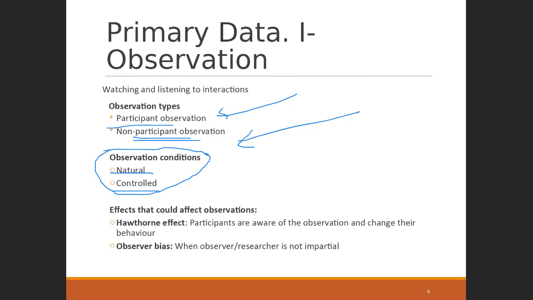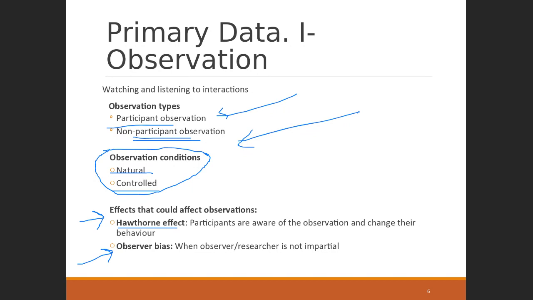So you can either conduct observation in its natural setting, or you can introduce a stimulus and do observation in the controlled setting as well. Observation research comes with its own challenges. The two main challenges regarding observational research include the Hawthorne effect and observer bias.